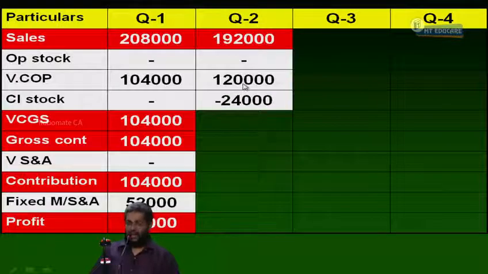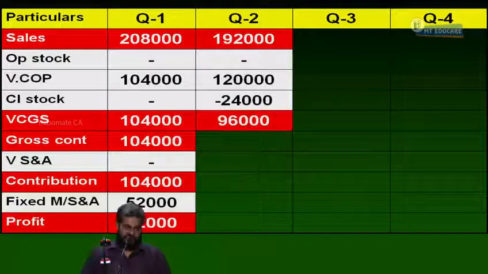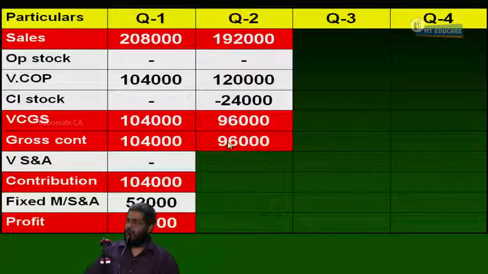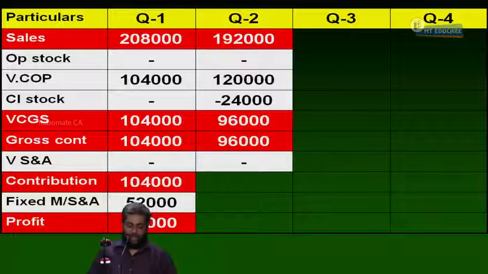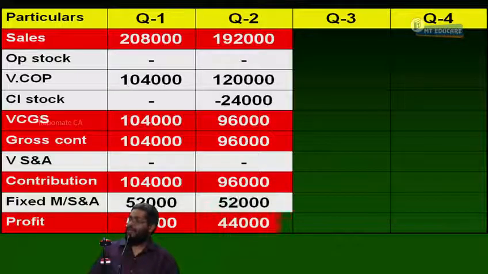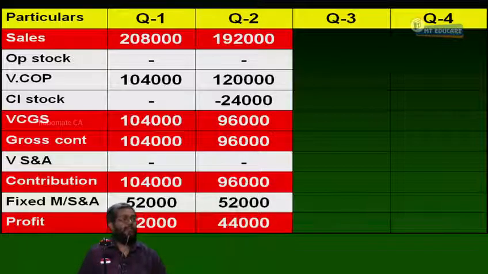0 plus 1,20,000 minus 24 gives you the variable cost of goods sold: 96,000. Sales minus variable cost of goods sold, 1,92,000 minus 96,000 gives you a gross contribution of 96,000. Any variable selling administration? No. The contribution is 96,000. Fixed cost continues to be the same 52,000, because when volume changes, fixed cost will not change. The profit of that quarter is 44,000 under the marginal costing system.